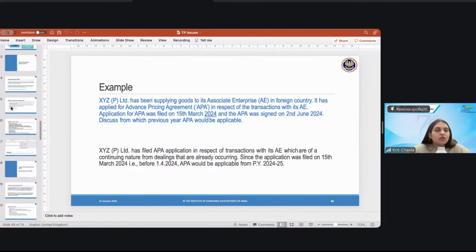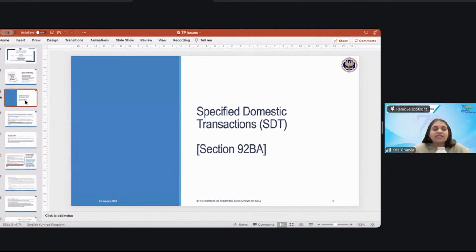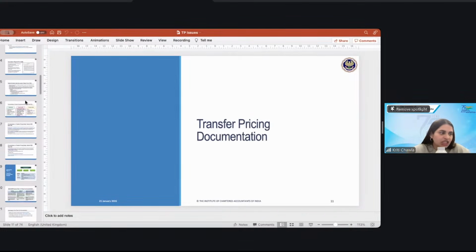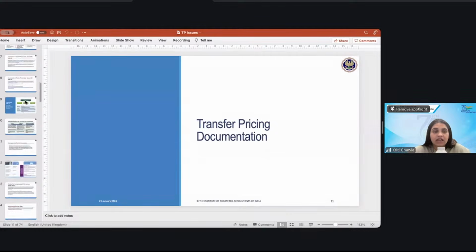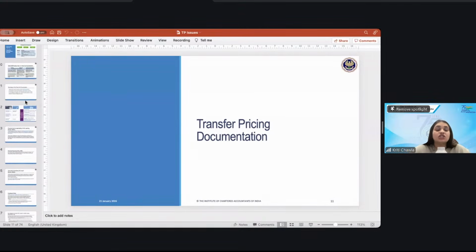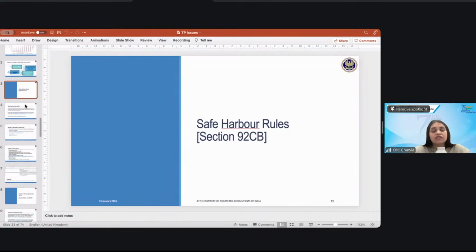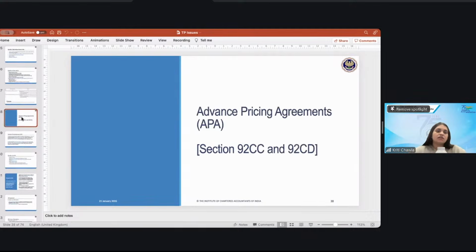So yes, that is all that I wanted to cover for today. We've covered specified domestic transactions. We covered transfer pricing documentation. What is important is the transfer pricing documentation from an Indian perspective, and also looking at CbCR, how CbCR is applied in India, Section 286, master file. And then transfer pricing disputes. So we discussed one, the safe harbor rules that we have in India, and second, the APA mechanism that we have in India.